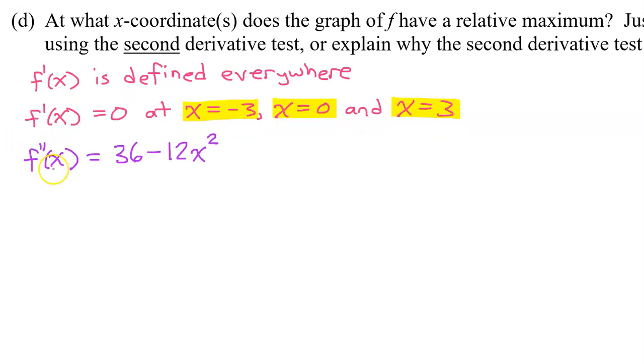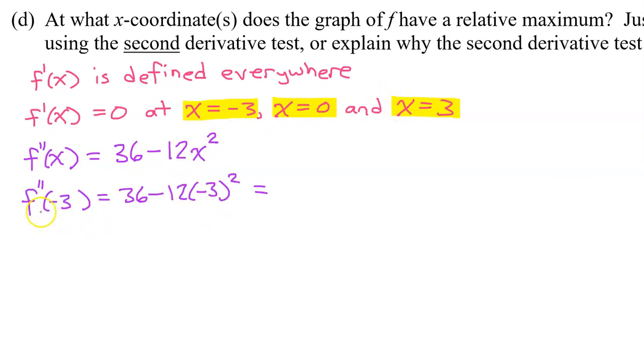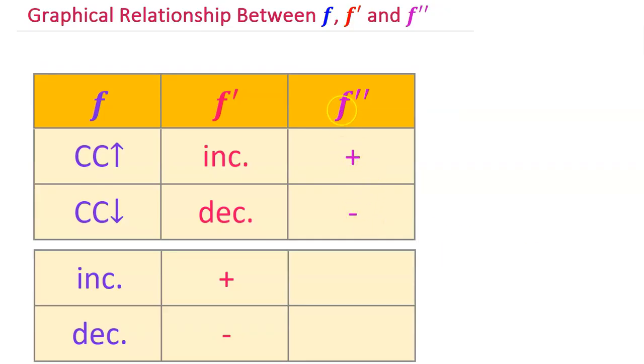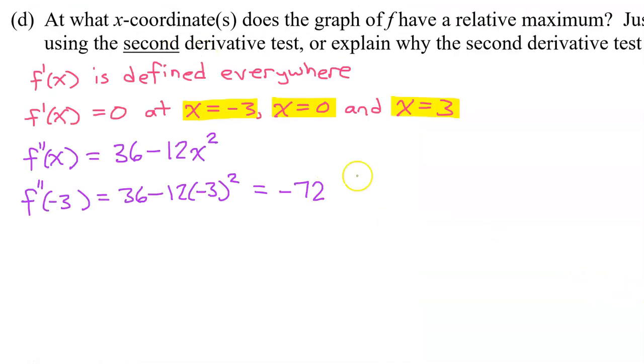Next, we evaluate f double prime at each critical number. So here is f double prime at -3. If you work this out, you get -72. Now remember, where f double prime is negative, the original function is concave down. So that means that function f is concave down here, which means that x equals -3 must be a relative max.